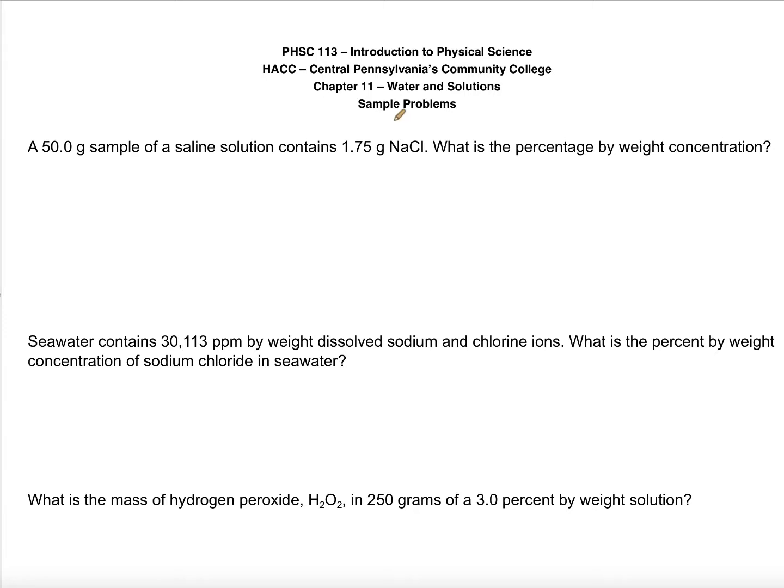Well, let's start off with looking at what equation we would want to use. And we know that the equation we can use is the percent solute is equal to the mass of the solute divided by the mass of the solution times 100% solution.